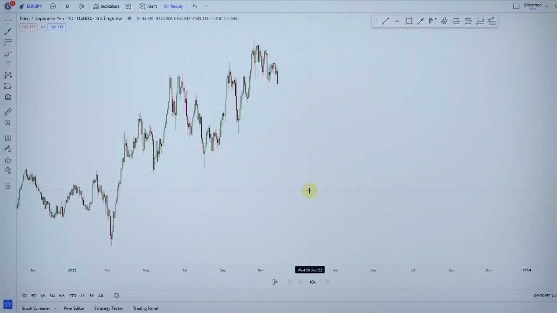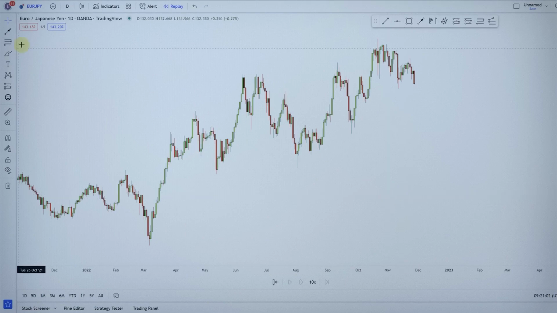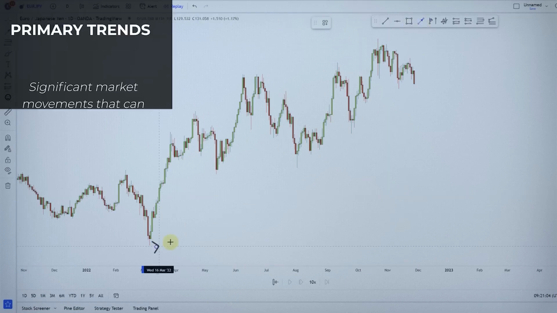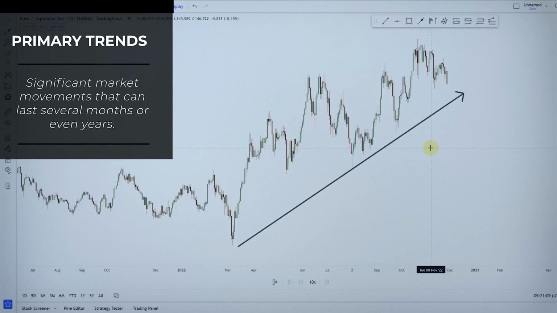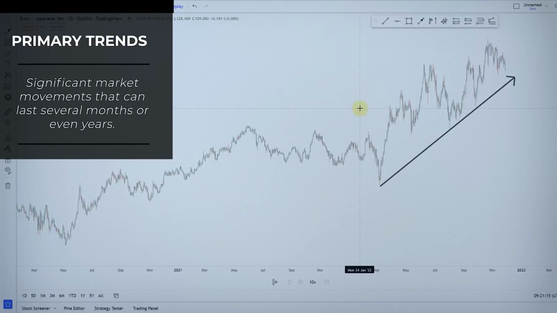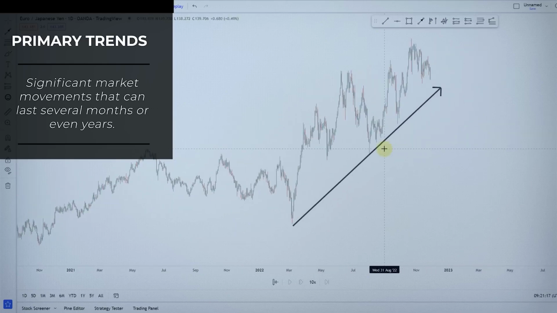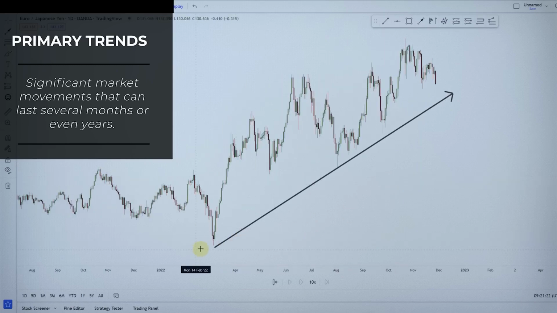According to Dow theory, 3 kinds of trends dictate price movements. You should focus on 2 of them. Firstly, we have primary trends, representing significant price movements that can last several months or years. You often hear the term bull market or bear market. These are the primary trends that can signify price moving up or down over long periods.